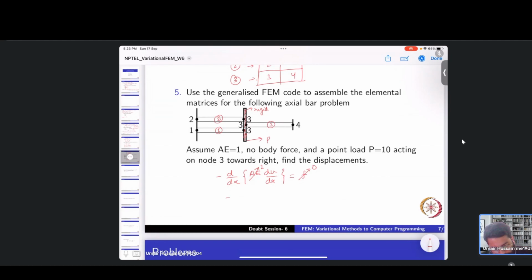So we have basically this equation. It's not a very big deal. It can be directly solved here. We can get the solution as u equals c1x plus c2. So it's a simple linear solution.